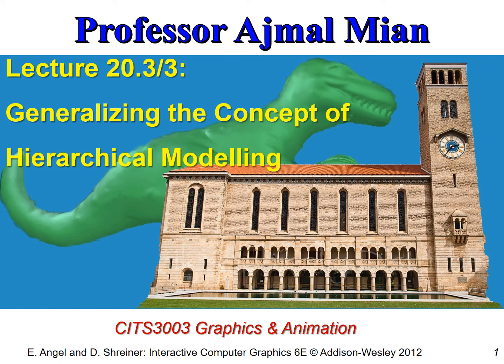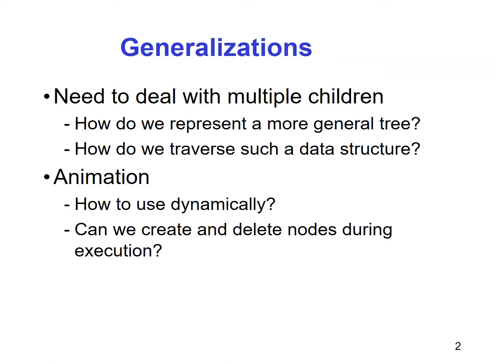Let us generalize all the concepts that we have studied about hierarchical modeling. We need to deal with multiple children. How do we represent a more general tree? How do we traverse such a data structure? In animation, how do we use this dynamically? Can we create and delete nodes during execution?